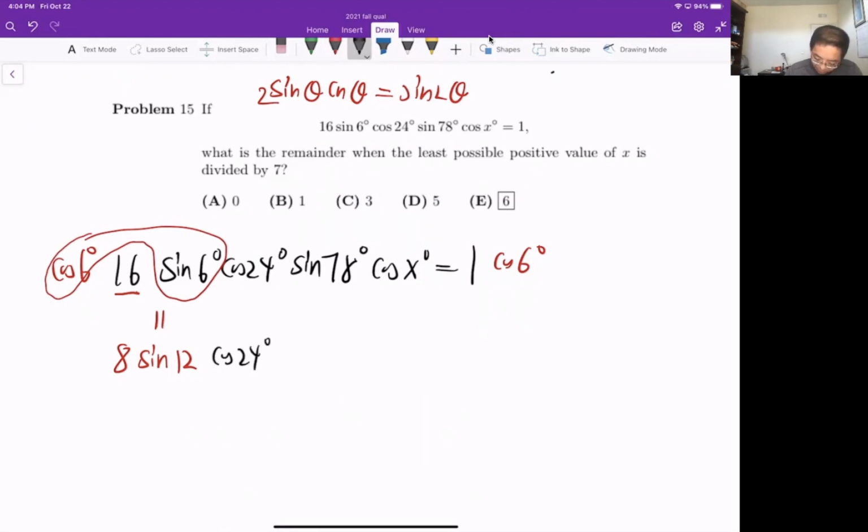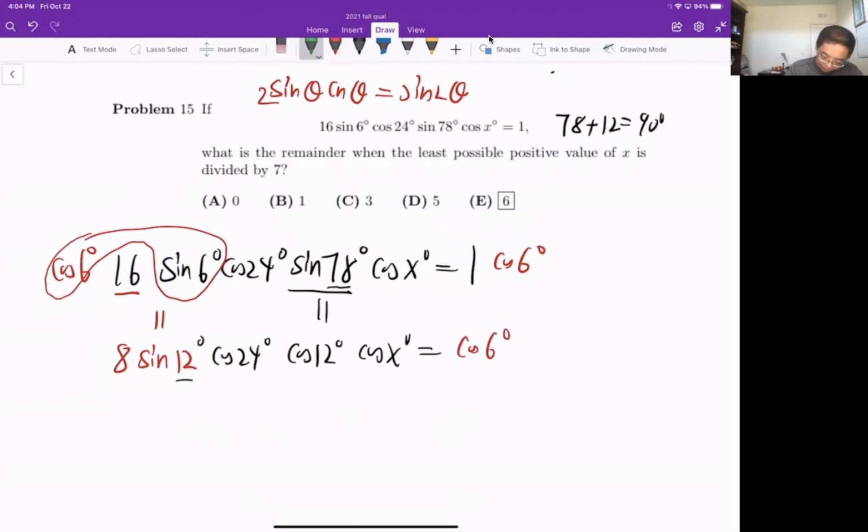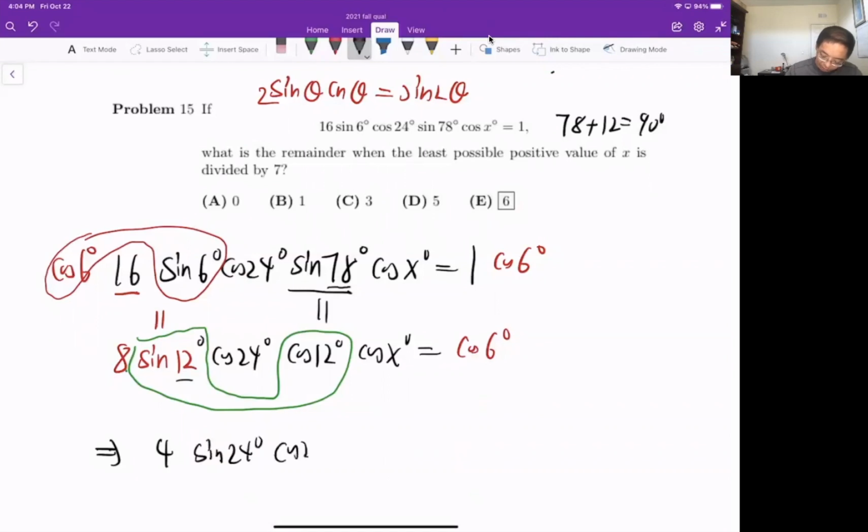We don't see an obvious relation. But the point is that we have sine 12 and cosine 78, and 78 and 12 put together is 90. So 78 plus 12 is 90, and therefore this is just sine 12 degrees times cosine 12 degrees, and then cosine x equals cosine 6. Now we can do another coupling. So sine 12 times cosine 12, again we borrow 2 from 8 and then we get a 4, sine 24 degrees, cosine 24 degrees, cosine x degrees equals cosine 6.